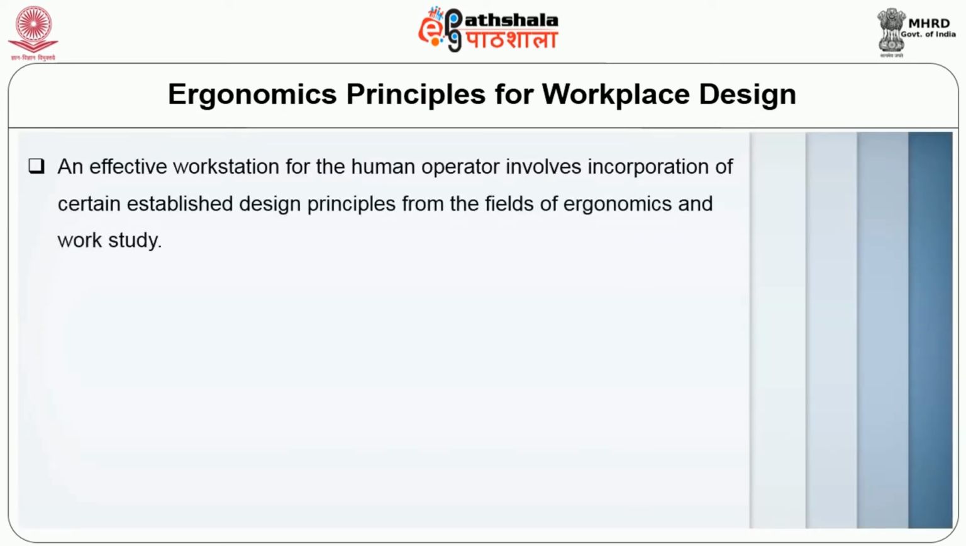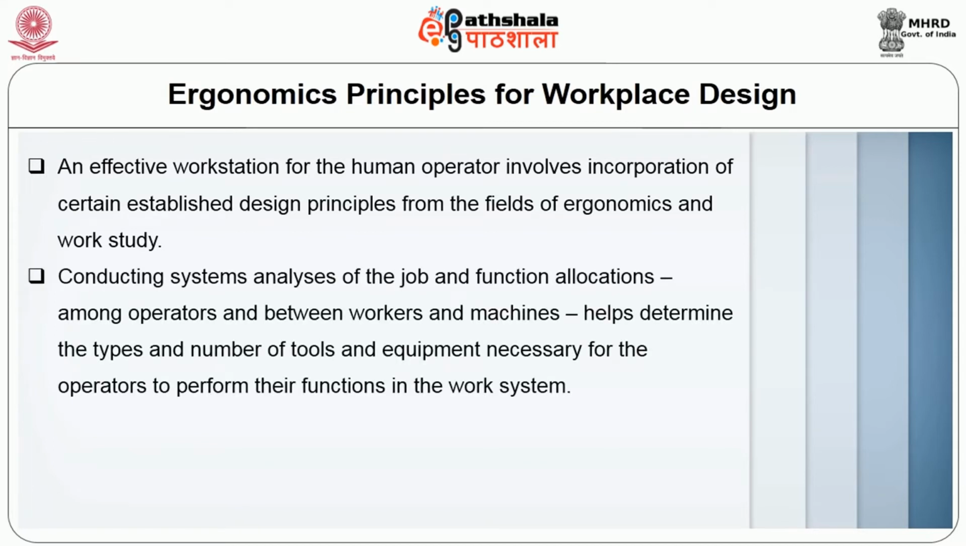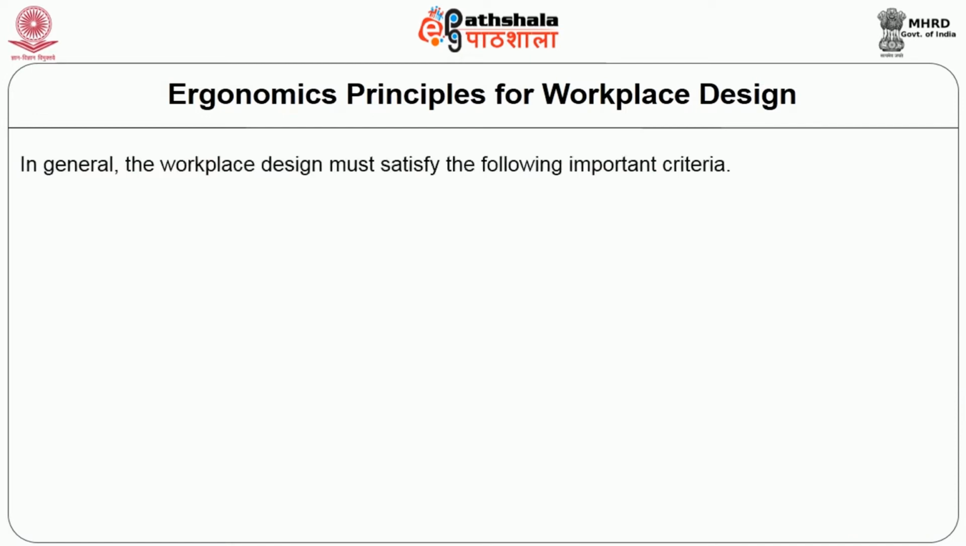An effective workstation for the human operator involves incorporation of certain established design principles from the fields of ergonomics and work study. Conducting systems analysis of the job and the function allocation among the operator and between the workers and the machine helps to determine the types and the number of tools and the equipment necessary for the operators to perform their functions in the work system. Once the required tools and equipment are determined, they must be so arranged or positioned that the operators can effectively perform the function. In general, the workplace design must satisfy the following important criteria.